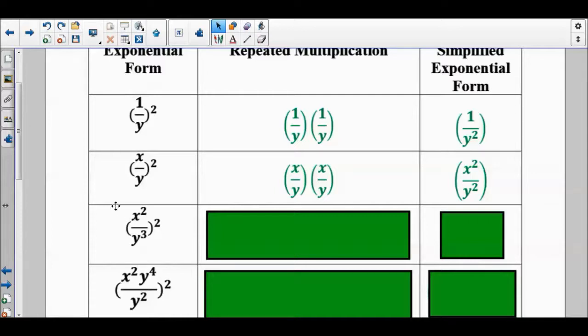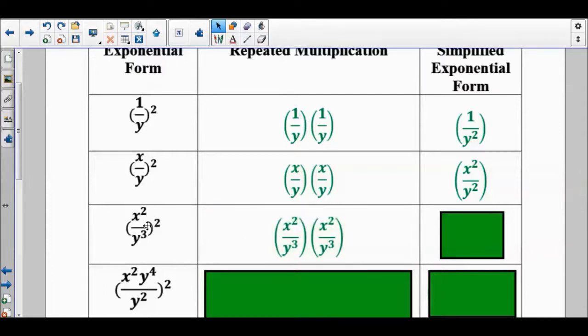Our third example, you have x squared over y to the third, and it's being raised to the second power. So what we're going to do is multiply those out twice, right, because it's being raised to the second power. So x squared divided by y to the third power times x squared divided by y to the third power. And again, we're just going to go straight across our numerator and straight across our denominator. Across the numerator, x squared times x squared, you add the exponents, okay, that's x to the fourth. Across the denominator, we have y to the third times y to the third, you add the exponents, and that's y to the sixth.